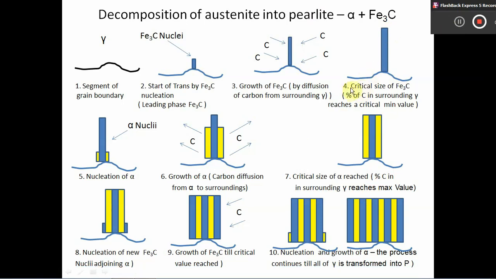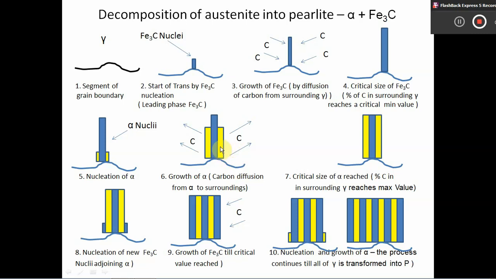This is shown here in the fourth slide. The percentage of carbon in the surrounding austenite reaches a critical minimum value, so it will grow till its critical value is reached. Once that critical value is reached, the cementite platelet will not grow further, and another ferrite nucleus will form surrounding the cementite platelet. This is shown here in the fifth figure, that is, nucleation of ferrite. Then there will again be growth of ferrite because of carbon diffusion to the surroundings.